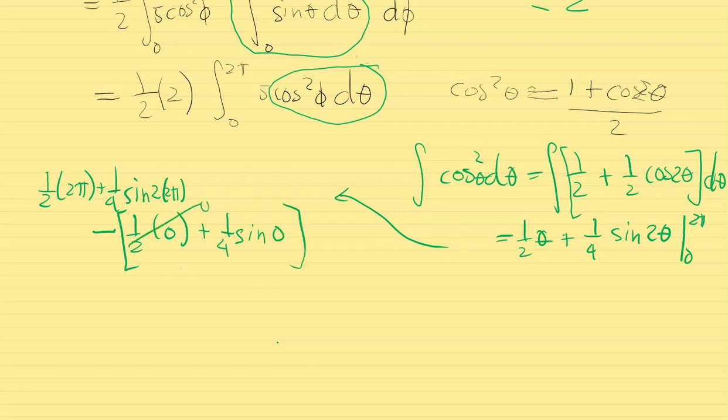So this is 0. This is also 0. Sine of 0 is 0. Sine of 2 times 2 pi, sine of 4 pi, is also equal to 0. They cancel out. So the answer here will be just equal to pi.